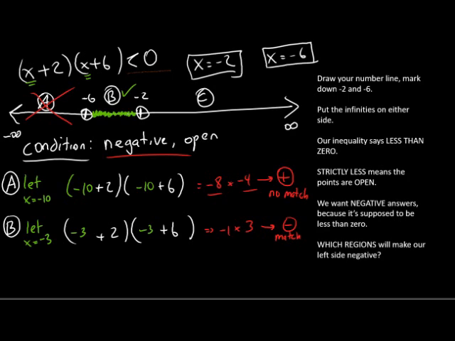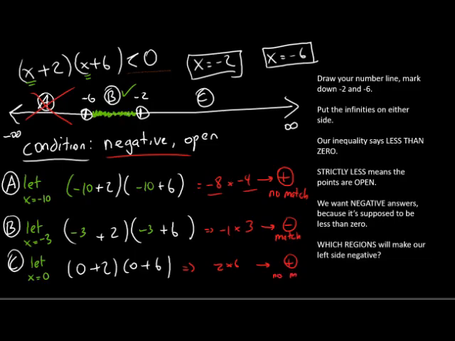Now we check region C. We'll let x be something greater than -2. Usually 0 is a good choice because it's easy to do math with 0. If you let x equal 0, you'll have 0 plus 2 times 0 plus 6. This is just 2 times 6. We know that will be a positive number and that's not a match. This means region C is not part of the answer, and I'll cross it out.